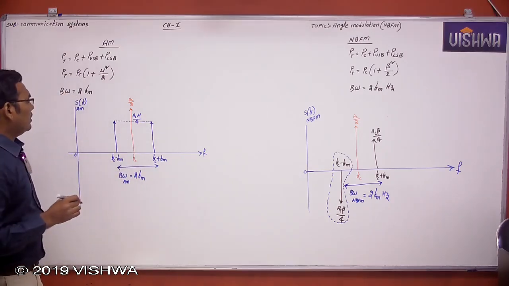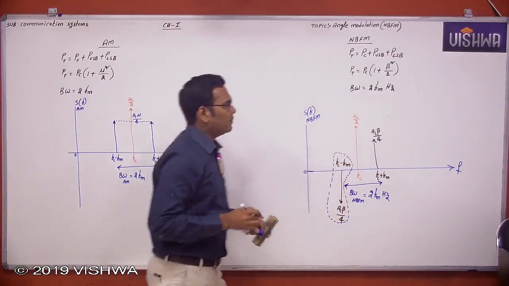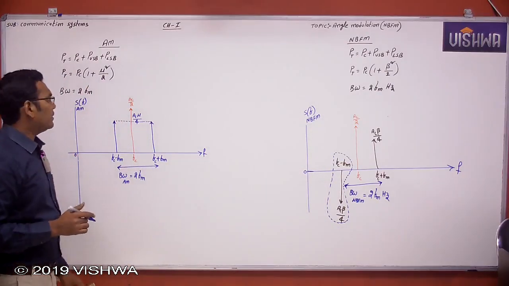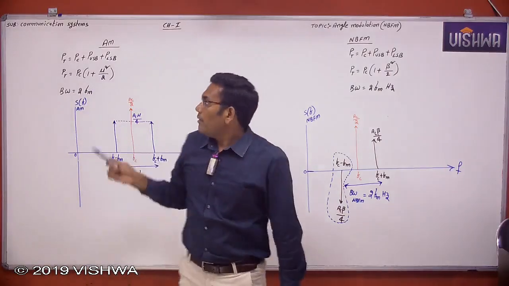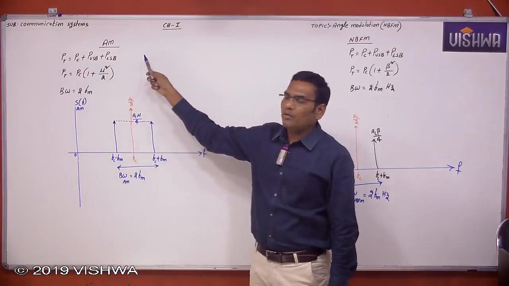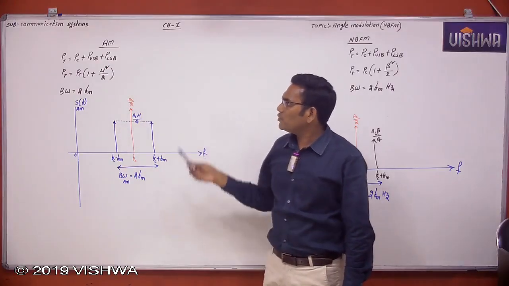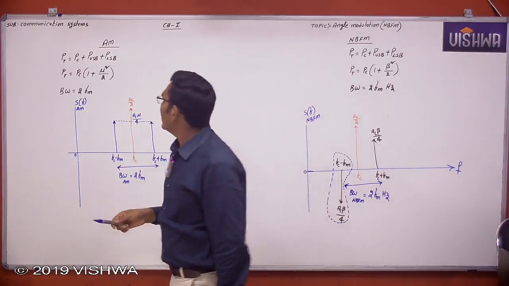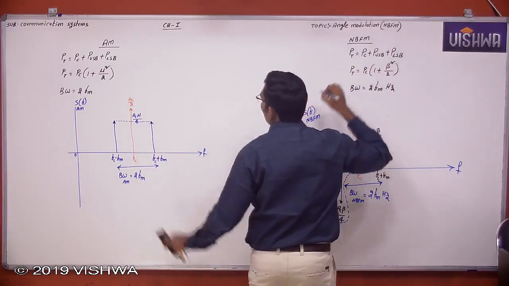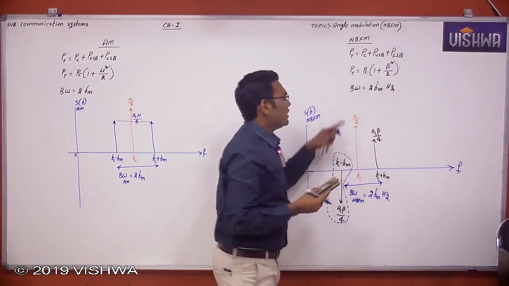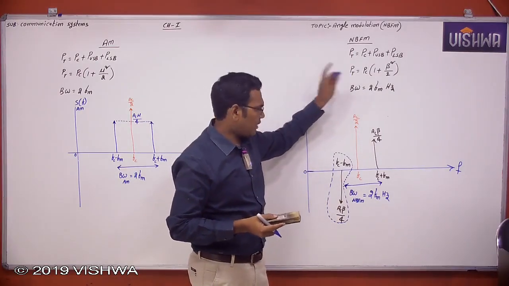Now this is the bandwidth of AM, and this is the bandwidth of narrowband FM. See these parameters: 3 spectral components, power equal to carrier, upper sideband, and lower sideband power, and bandwidth. Because of these similarities, narrowband FM is not preferred, because of its similarity to AM with respect to bandwidth, number of spectral components, and power.